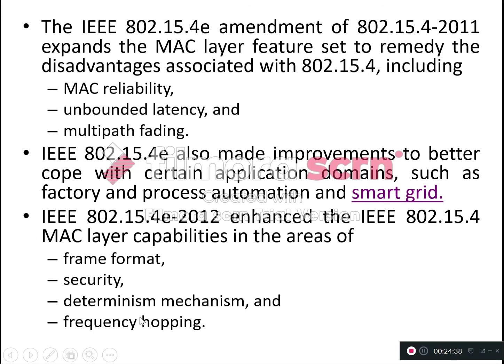Frequency hopping means the frequency of the signal is distributed among different channels in order to get efficiency of transmission. So that is frequency hopping. So IEEE 802.15.4e 12 version enhances the MAC layer capabilities in all these areas.